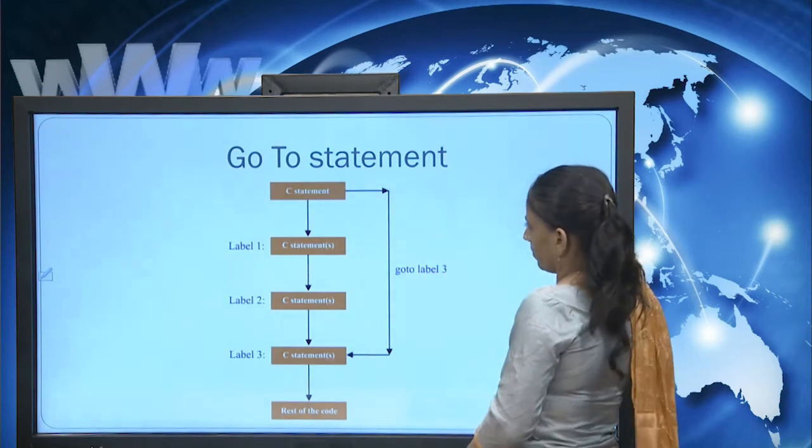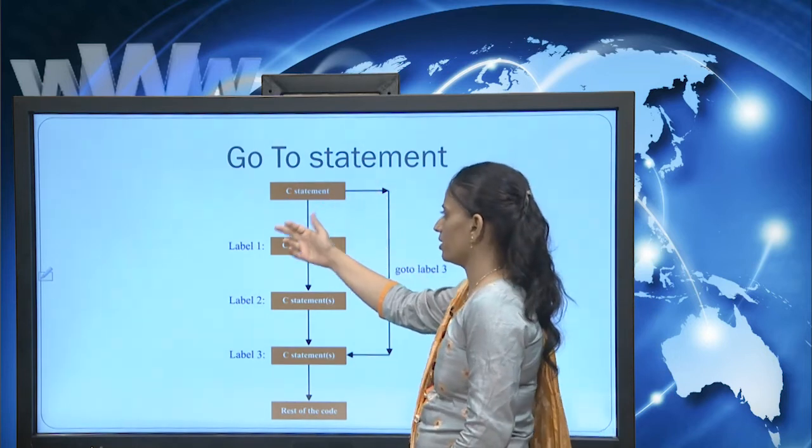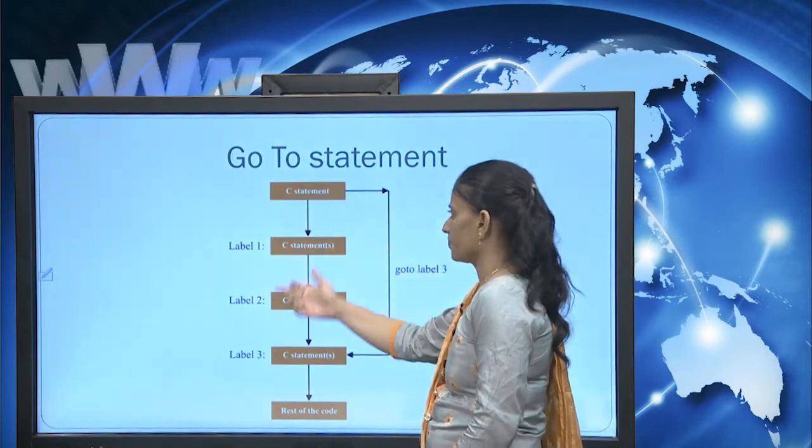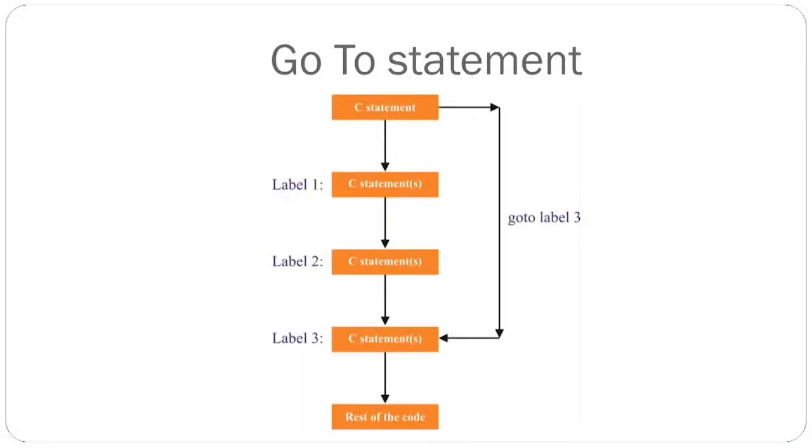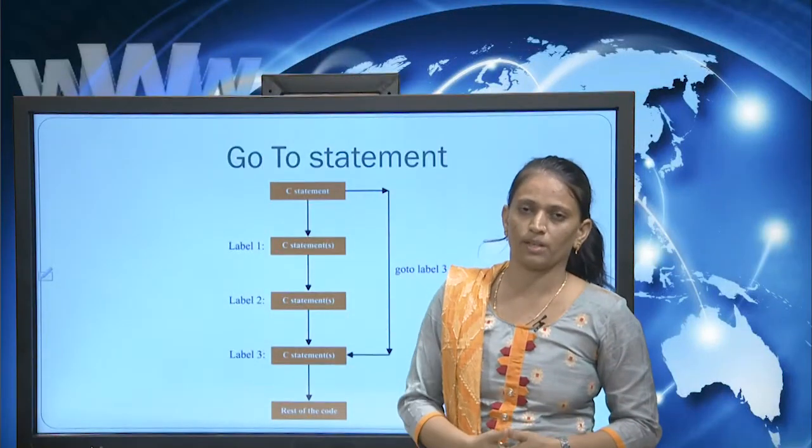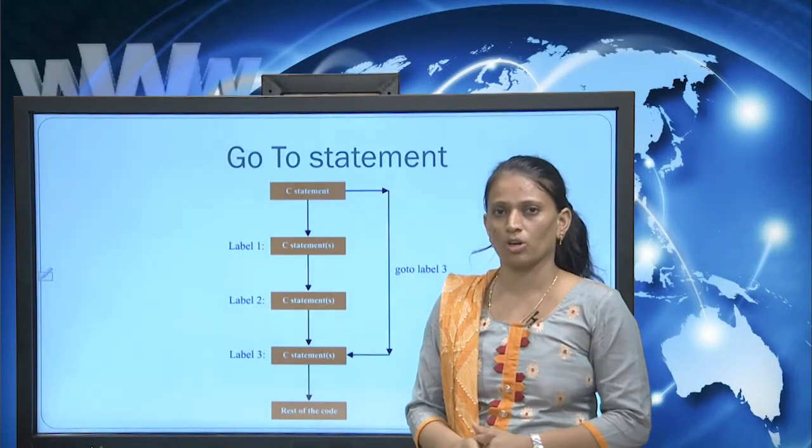So here the number of C statements are provided, and we are providing label 1, label 2, label 3. If you want to jump from here to label 3, we will put some code through which we write goto label 3. Then it will skip these two statements and jump to label 3, and it will execute the rest of the code. In this way the goto statement is used to skip a block of statements and just jump to a specific block of code for execution.